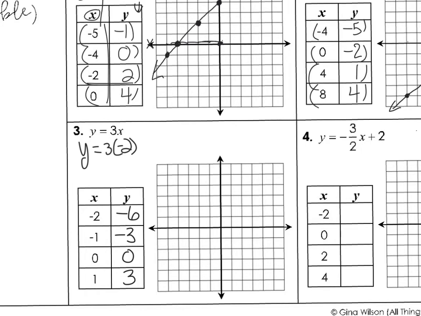All right, so now we're going to graph. Go to the left 2 and down 6. Go to the left 1 and down 3. And then this is 0, 0, which is our origin. And then the last ordered pair is 1, 3. Go to the right 1 and up 3. Okay, so we've got a little bit of a steeper line here, don't we? But a line's a line.